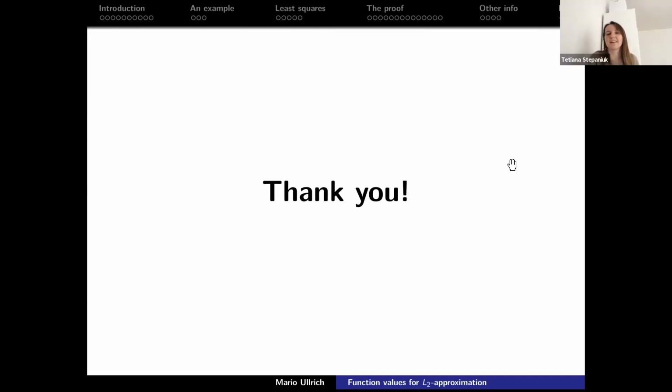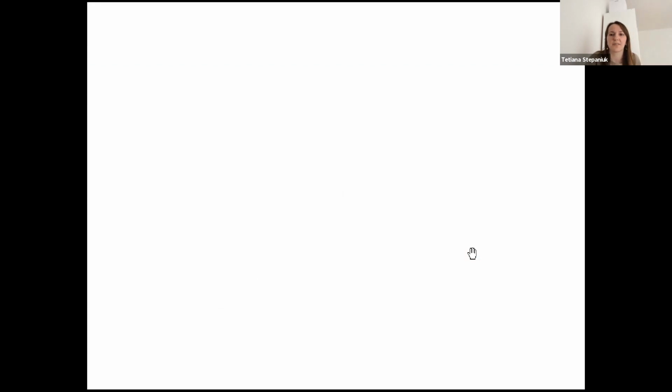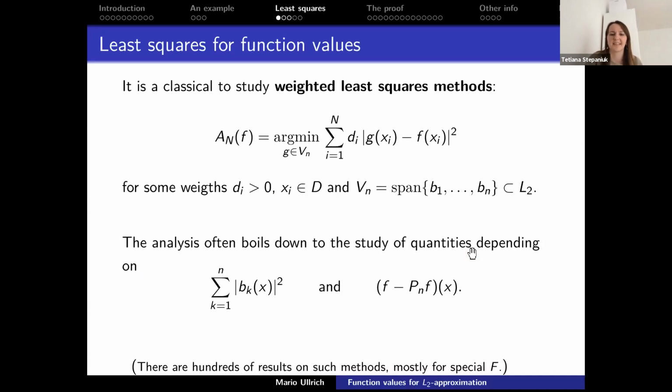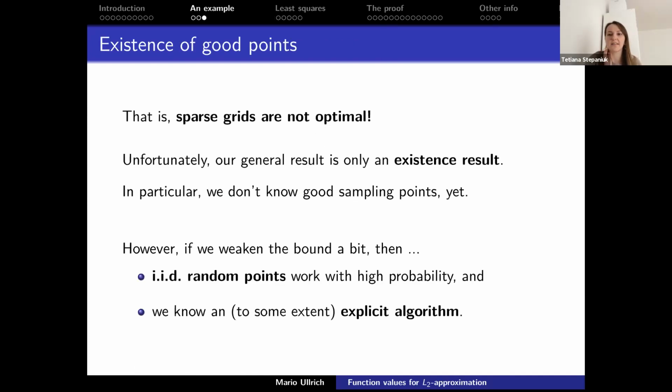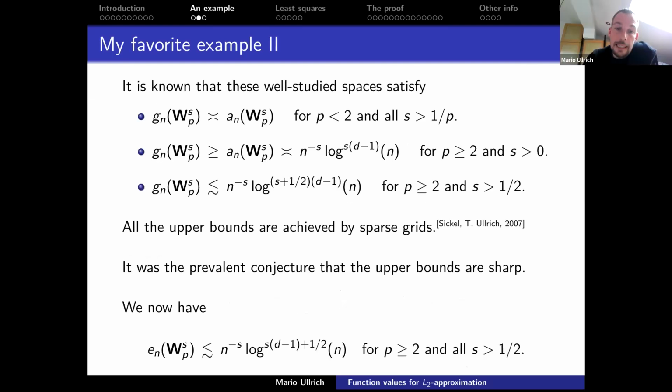I have a small question. You have a lot of examples for Sobolev classes with mixed derivatives, right? But do you know some similar results for the class of infinitely differentiable functions? You mean if the order of convergence is exponential? Yes, something like that. Yeah, okay, that's a very good point.